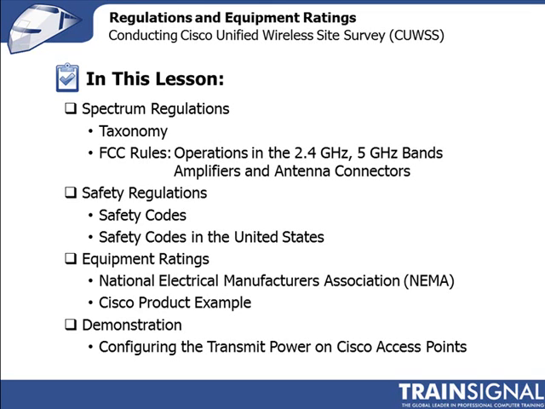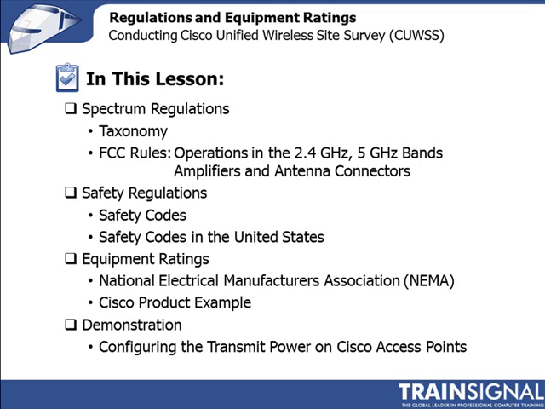Now, when we talk about regulation, it's not just spectrum, but it also impacts safety as well. So we're going to talk about safety codes, and again, I'm going to use the US as an illustration of the types of safety codes that you're going to find that are in place and will impact the deployment of wireless LANs. Then we're going to go through some equipment ratings for when you're deploying access points in hostile environments. And what do I mean by hostile environments? I'm talking about weather conditions, where they might get wet, snow, etc.